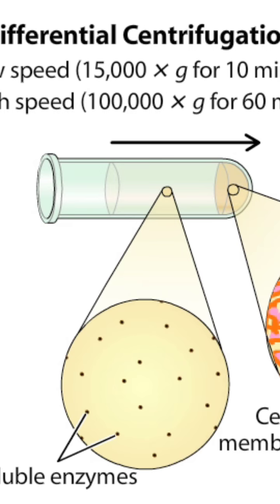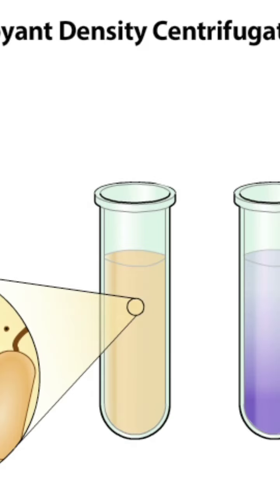Although differential centrifugation can quickly fractionate a bacterial suspension, the fractions are not pure. Another method, buoyant density centrifugation, provides greater purity. The suspension is centrifuged through a density gradient to separate the components. The tube in this example contains a sucrose solution with a high density at the bottom and a lower density at the top.